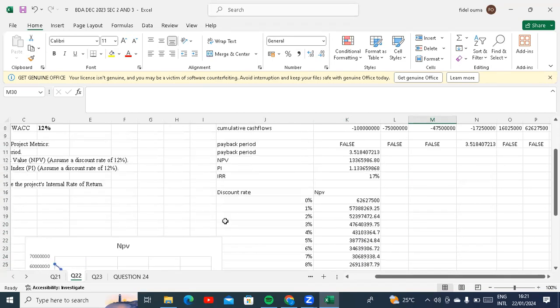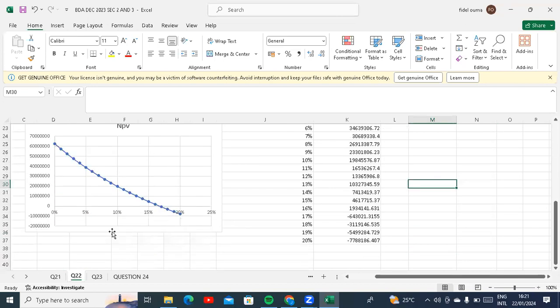So this is how you do it. This is how you do the last part. This is what the examiner was looking for.